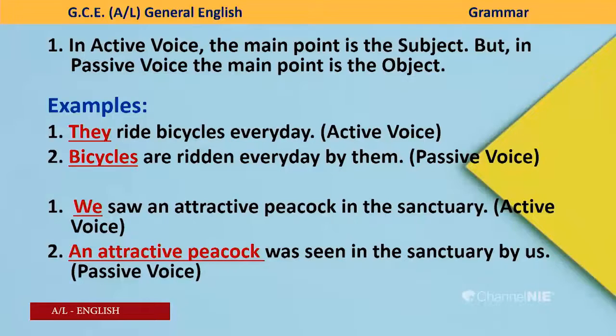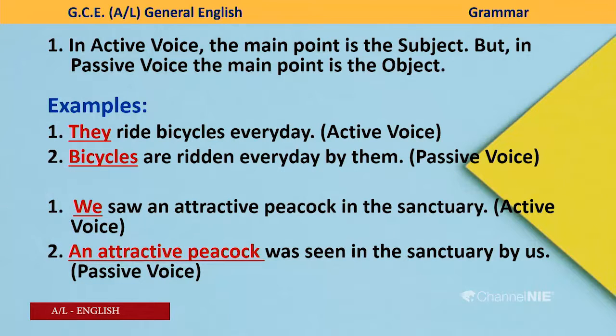In active voice, the main point is the subject, but in passive voice, the main point is the object. So, there are some examples for you. I am going to read those sentences for you. First one, they ride bicycles every day. That is active voice. Second sentence, bicycles are ridden every day by them. That is passive voice.